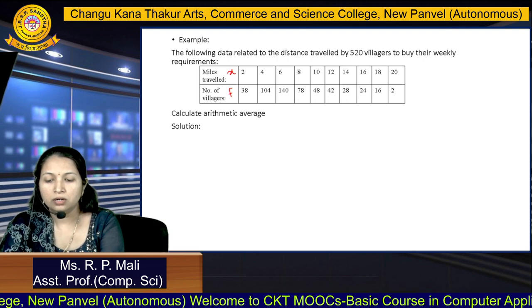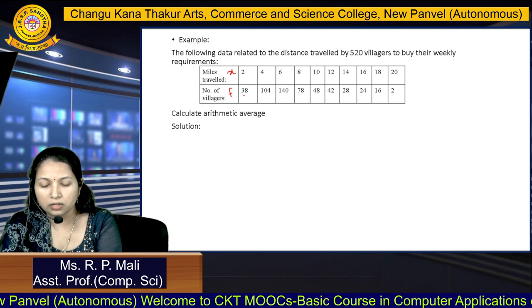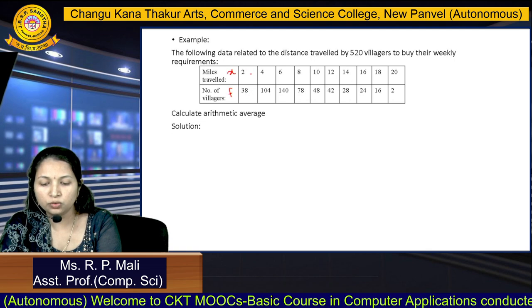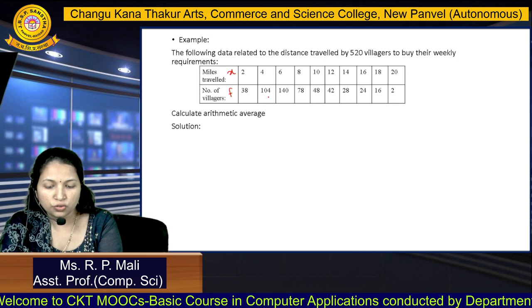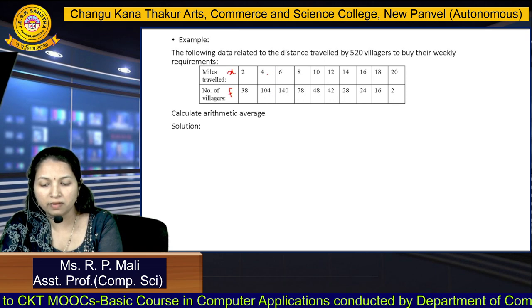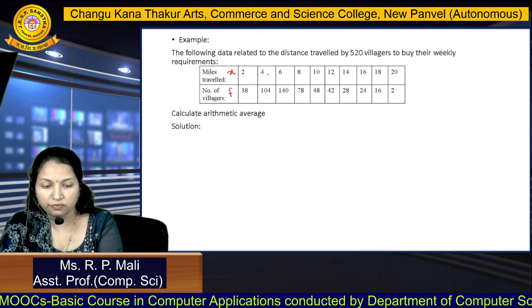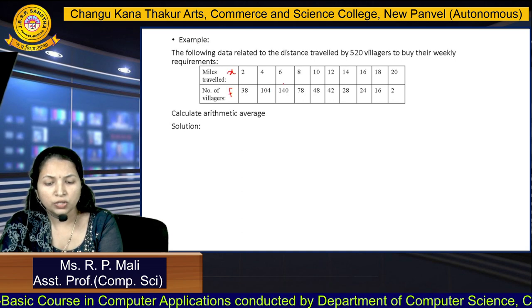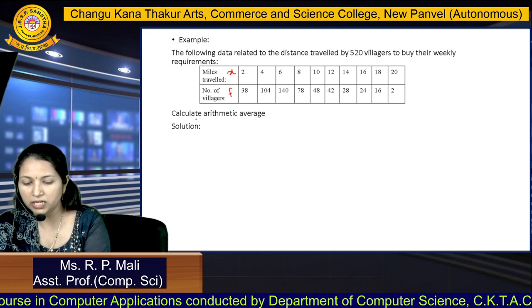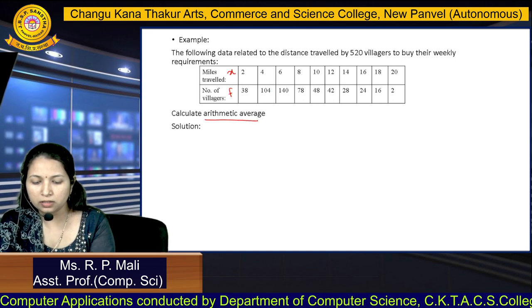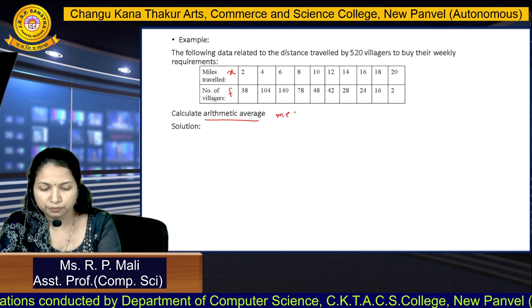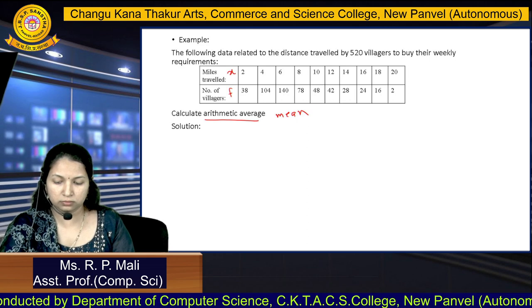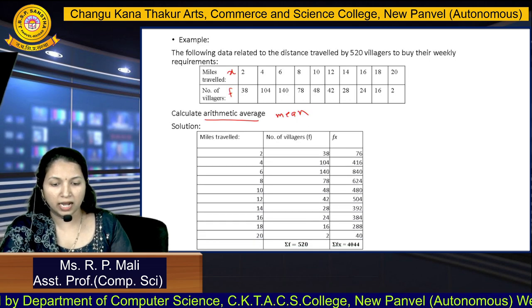One villager, 38 villagers traveled 2 kilometers for their daily requirements. 104 villagers traveled 4 kilometers for their daily requirements. You can read this data like this. We need to find the arithmetic average, you can say. Average means your mean only.